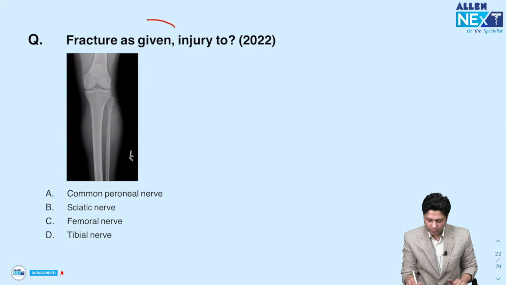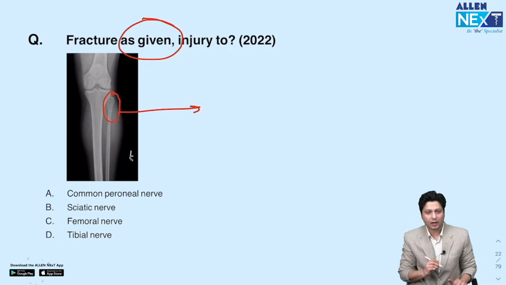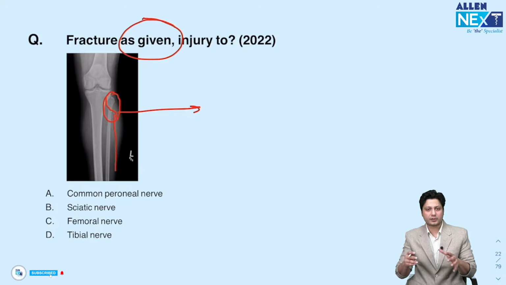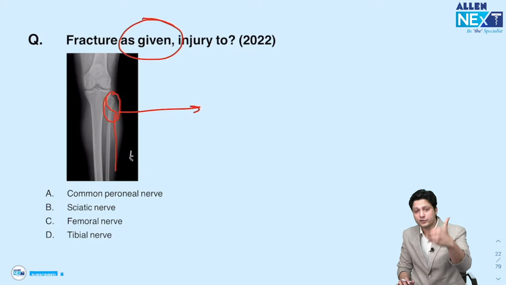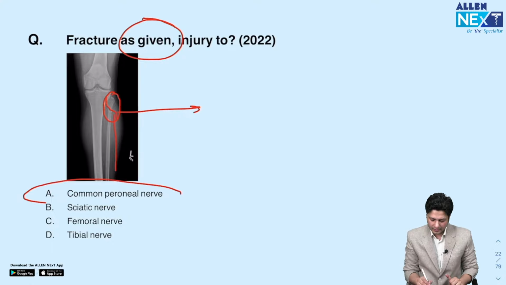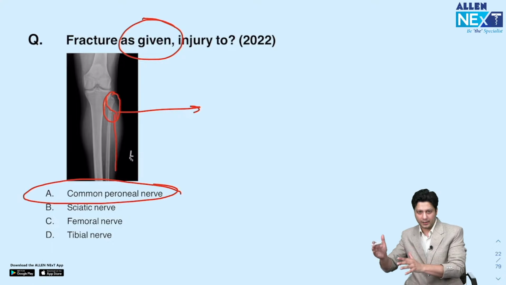Next, a fracture is given to you. Over here we are having a fracture. So what will it result in? The fracture is in the proximal aspect of the fibula. And you know the nerve which lies very closely approximated to the proximal aspect of the fibula and then runs down is the common peroneal nerve. So it might result in common peroneal nerve injury.